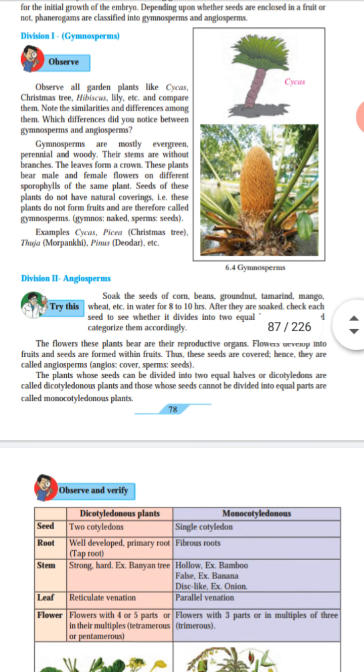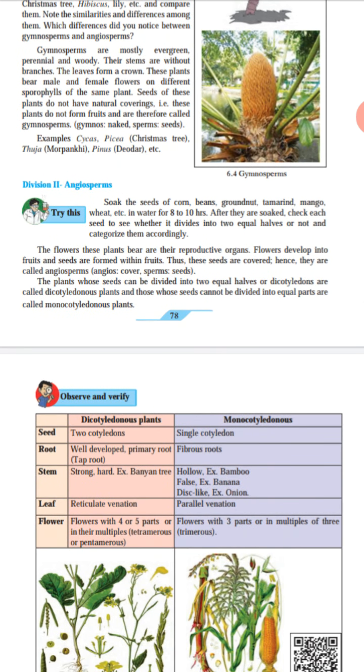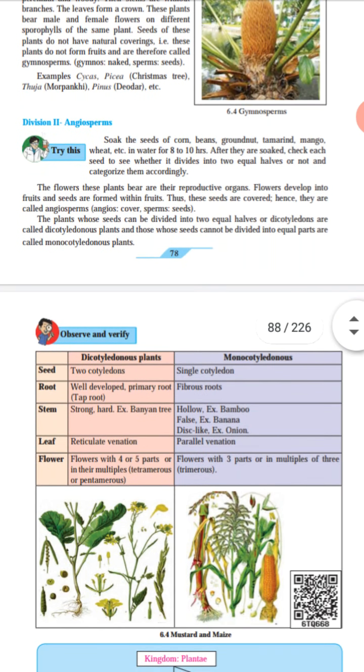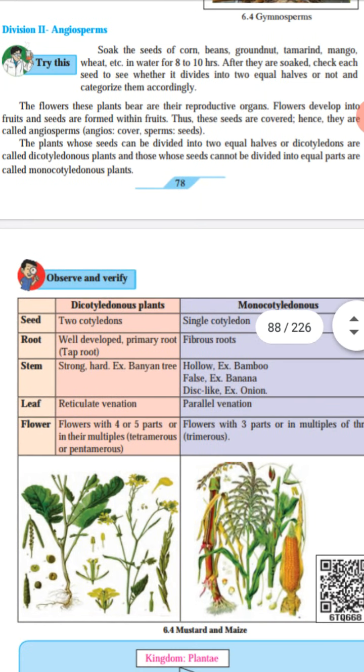Okay. The next point is the difference between dicotyledonous plants and monocotyledonous plants. Let's see. In dicotyledonous plants, seeds have two cotyledons, and in monocotyledonous plants, seeds have a single cotyledon.